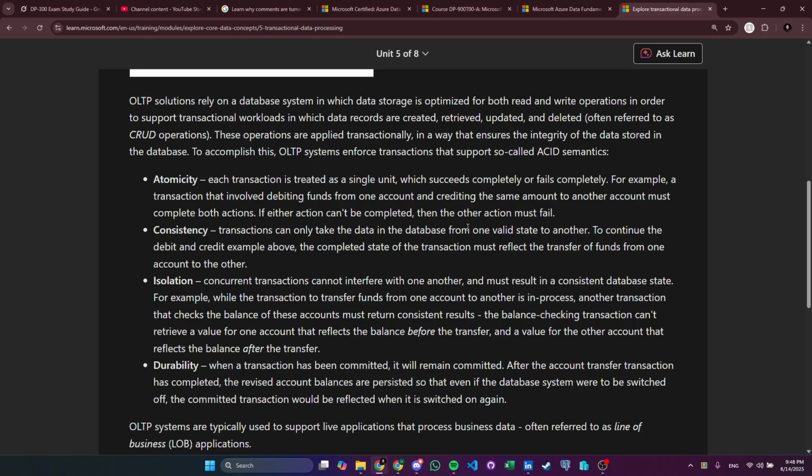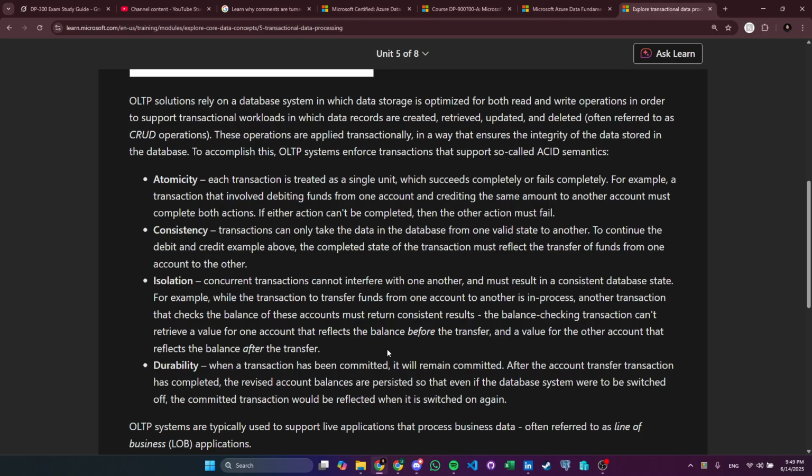Isolation. Concurrent transactions cannot interfere with one another and must result in a consistent database state. For example, while the transaction to transfer funds from one account to another is in process, another transaction that checks the balance of this account must return consistent results. The balance checking transaction can't retrieve a value for one account that reflects the balance before the transfer and the value for the other account that reflects the balance after the transfer.